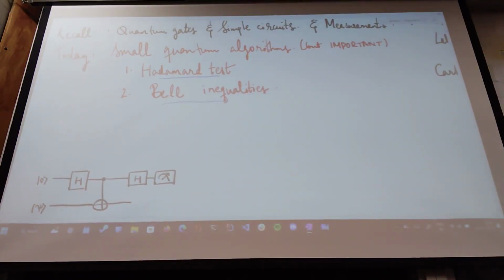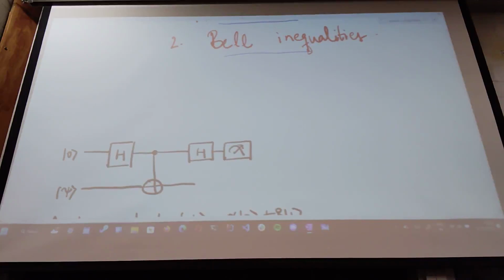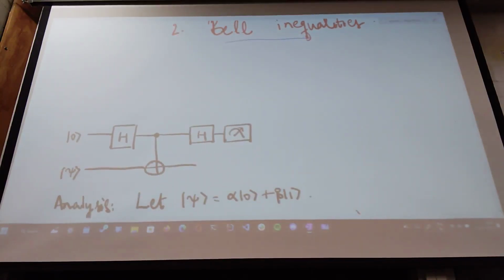Now, I mentioned earlier that we covered how to walk through quantum circuits. Here is a sample quantum circuit, and just as a refresher, we'll walk through the action of this circuit. So let psi be the input state alpha 0, beta 1.